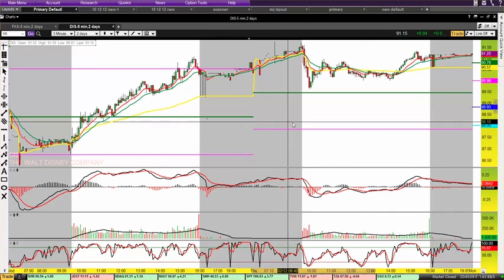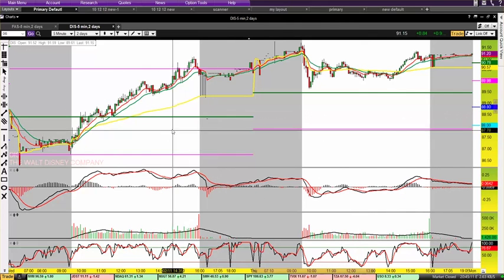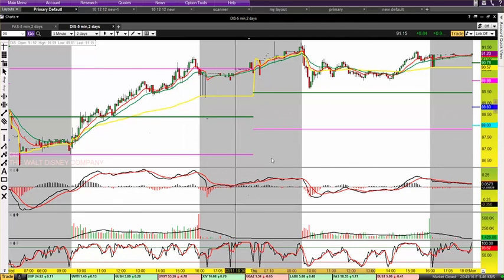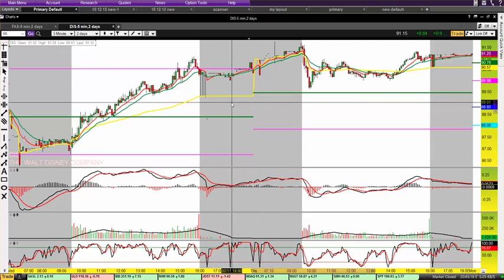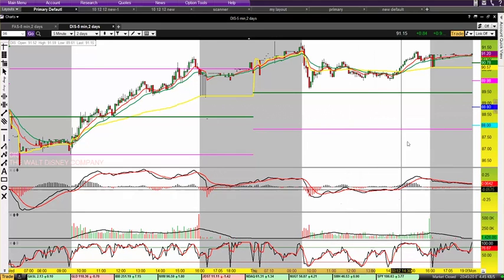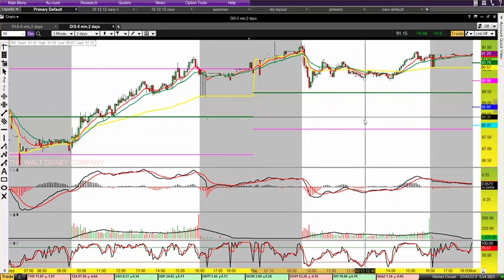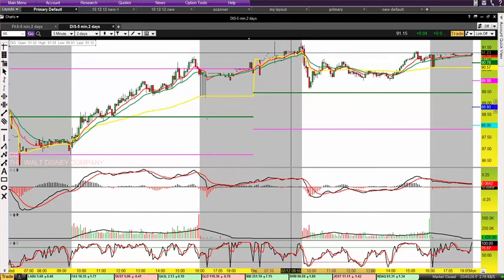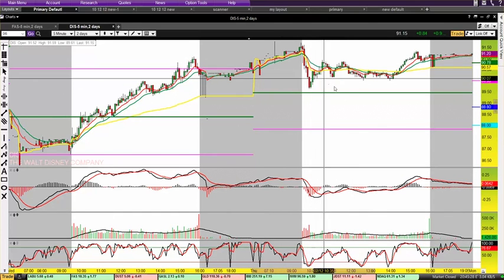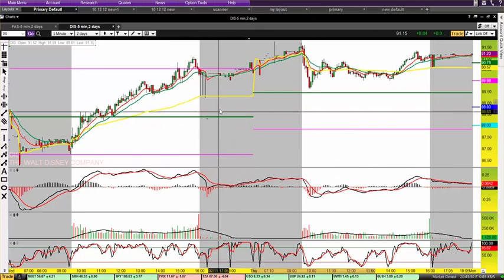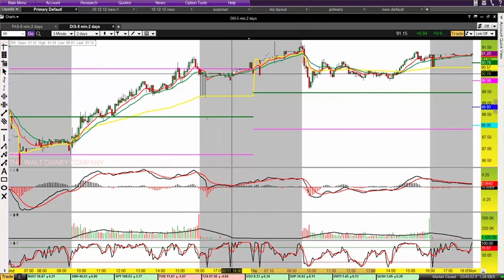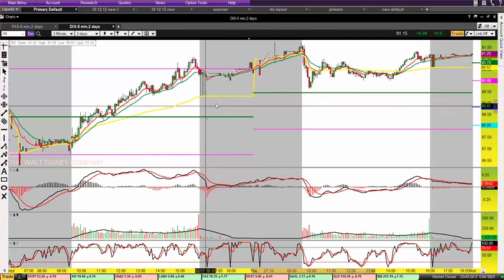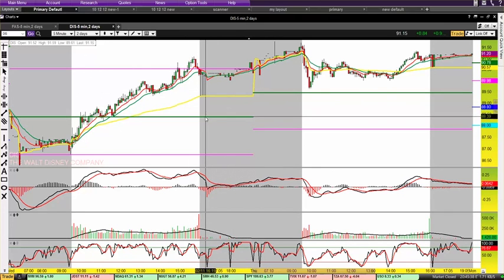But let's take a look at what happened with Disney. These gray areas are pre and post market. The white area is regular trading hours. The yellow line is the volume weighted average price. And these colored lines are pivot points.